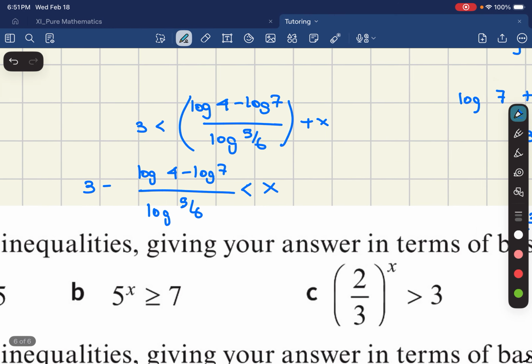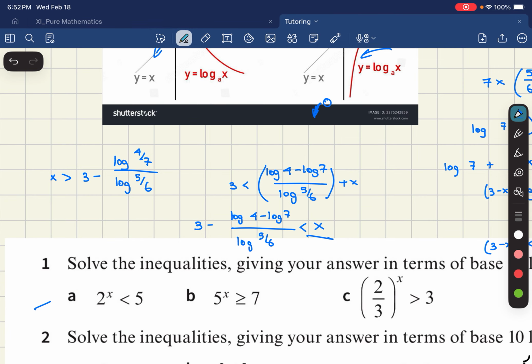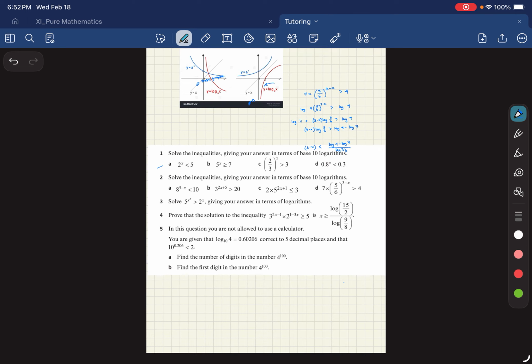The textbook presents it as x bigger. So x is bigger than 3 minus, and log 4 minus log 7 is just log 4 over 7, over log 5 over 6. So it's the same answer. All right. So we have done 1 and 2. So I did 1b.